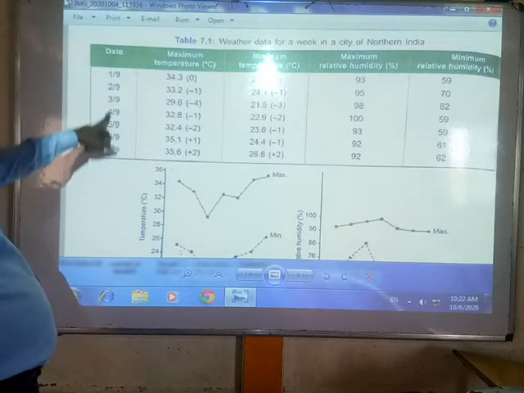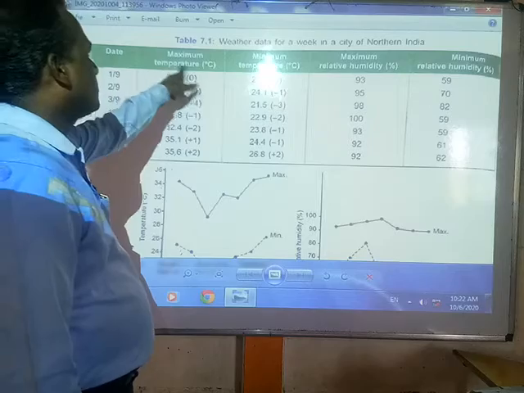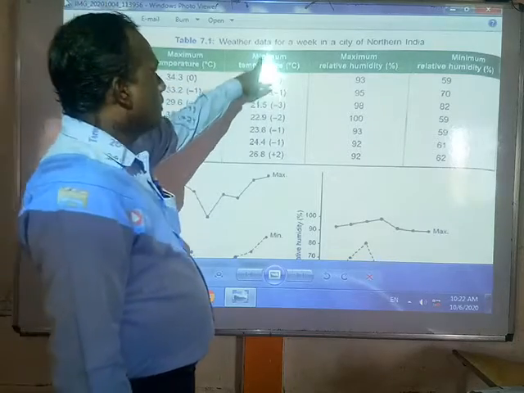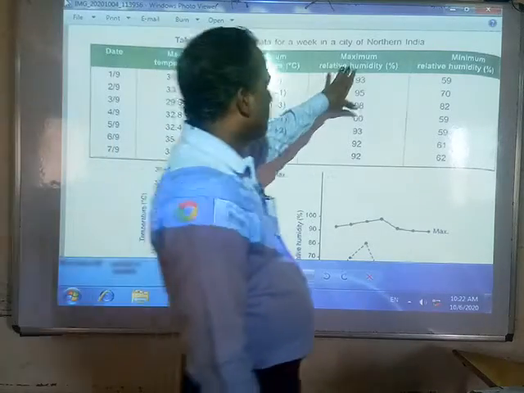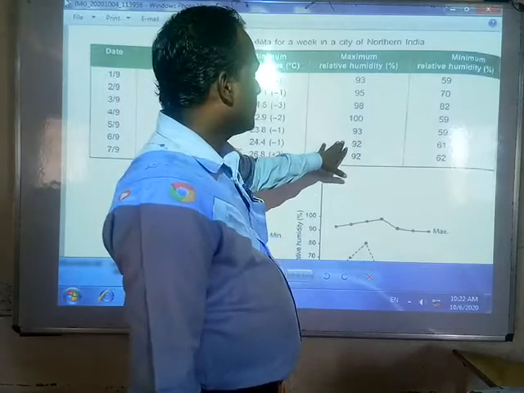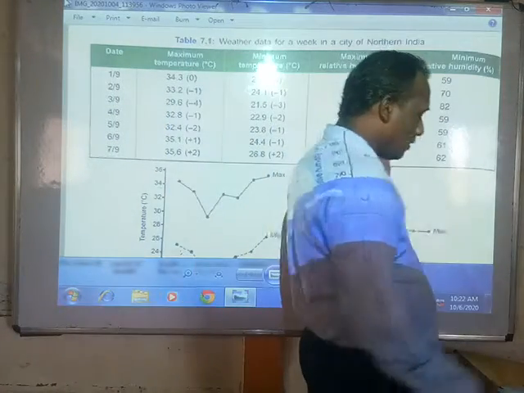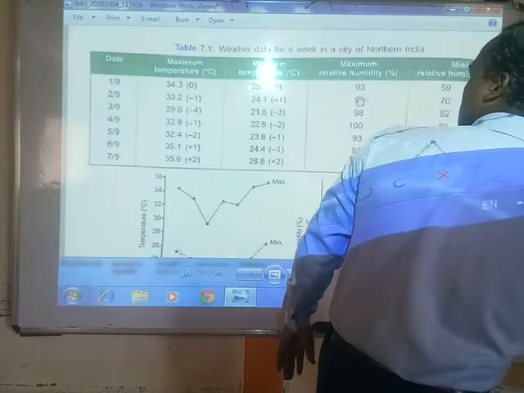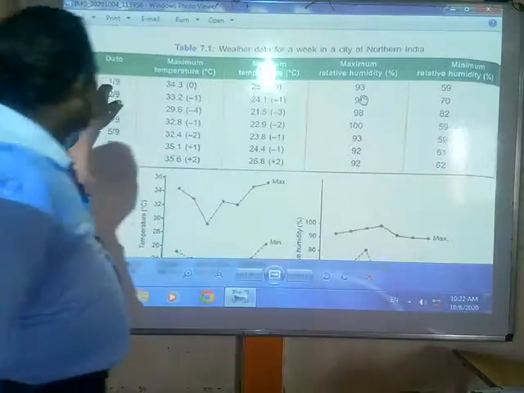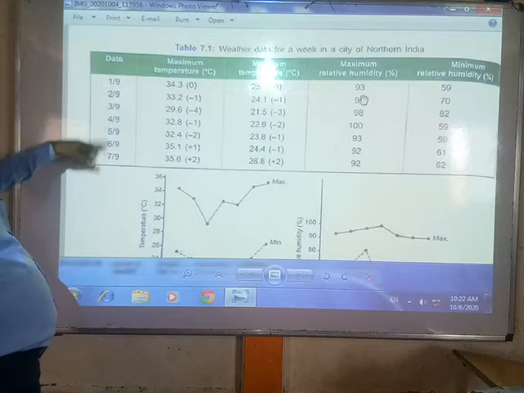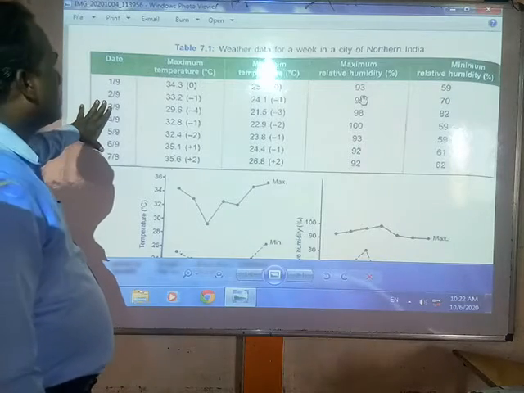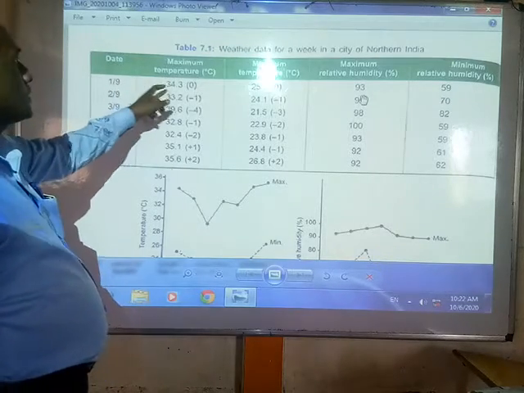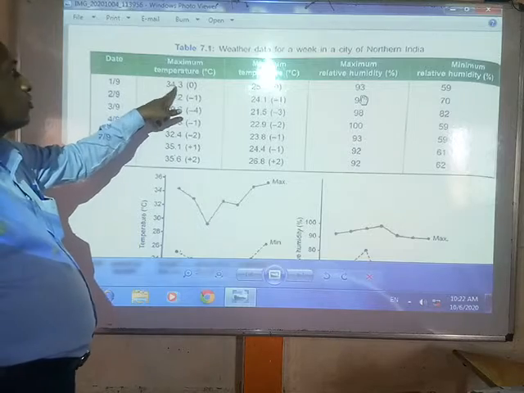Here the date is given. This column gives the maximum temperature of the day and the minimum temperature of the day, and here the maximum relative humidity, and here the minimum relative humidity. Friends, observe the first date. Dates 1 to 7 are given, for one week. On 1st September, the maximum temperature of that day is 34.3.